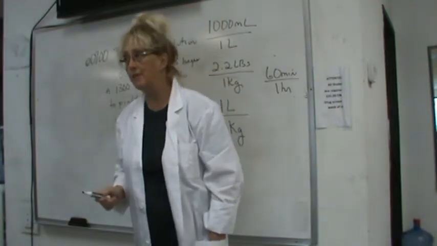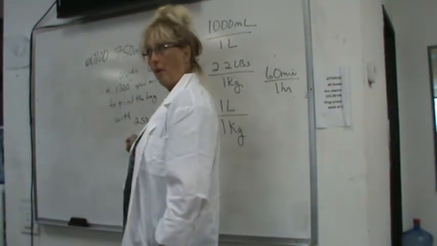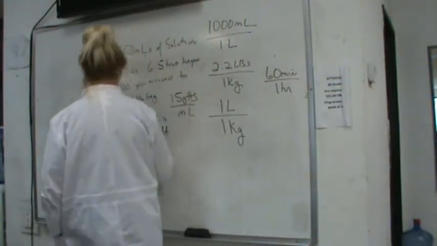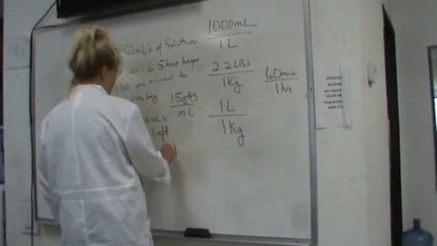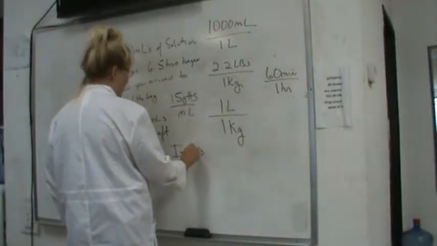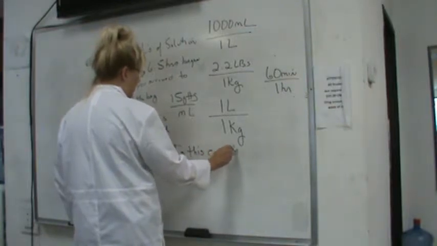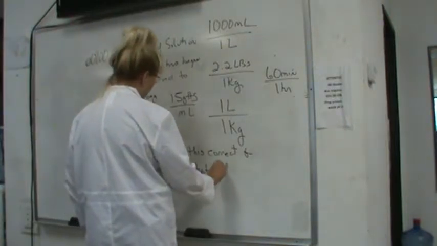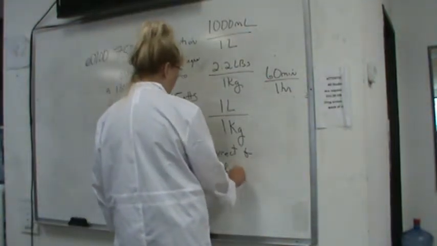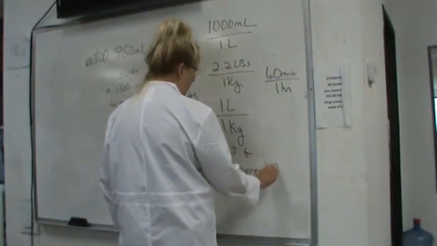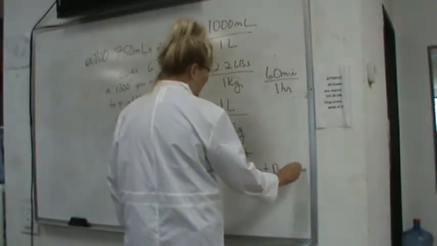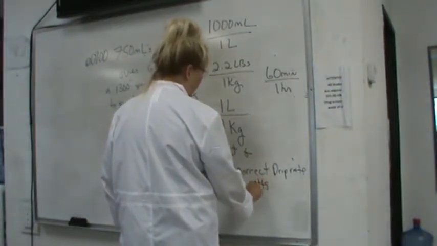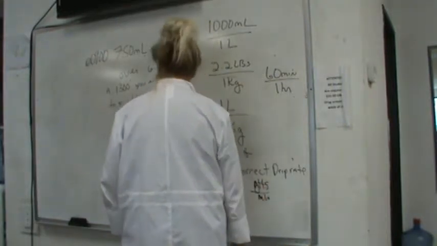The question is, is that correct or wrong? How much should be left in the bag and what is the current drip rate? So it's a two-question problem. Is that the correct amount of fluid that should be in the bag? And what is the correct drip rate? Drip rate in drops per what? There are two things we want to find in this problem.